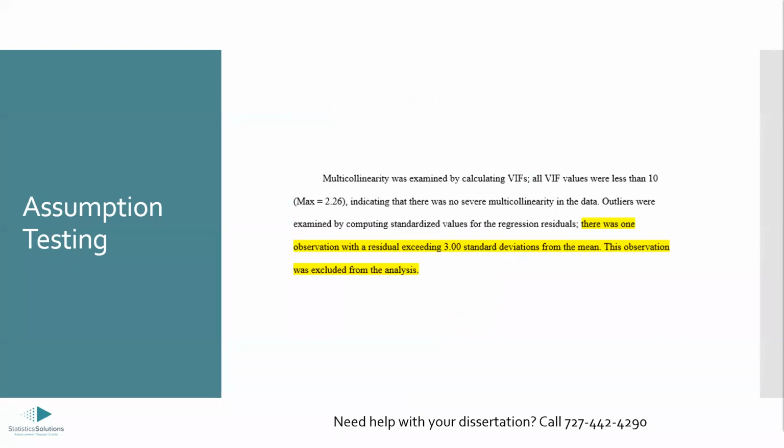And here's another example where we describe some assumptions testing. In this case, we also talk about what happens if one of our assumptions is not met. So you can see in the highlighted section, we have detected an outlier in our data, which violates our assumption of no outliers. And then we talk about how we dealt with this. So we're saying that we excluded the outlier from our analysis.